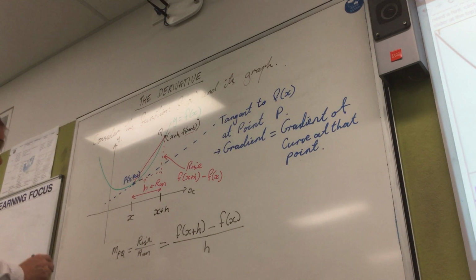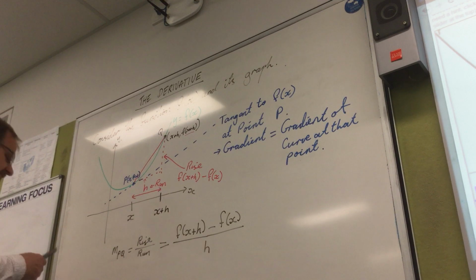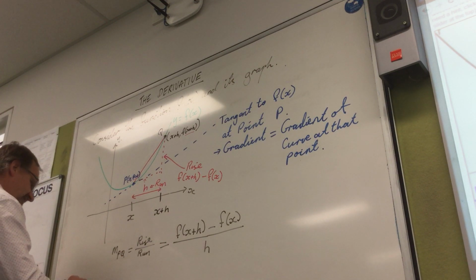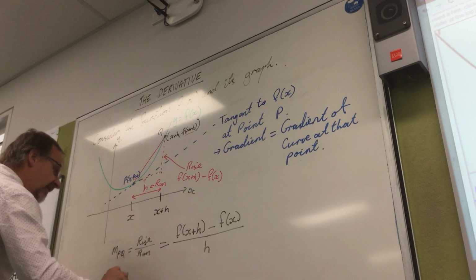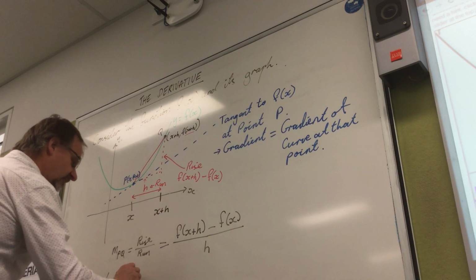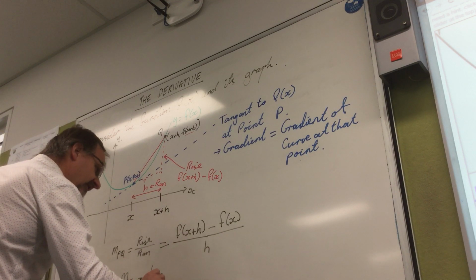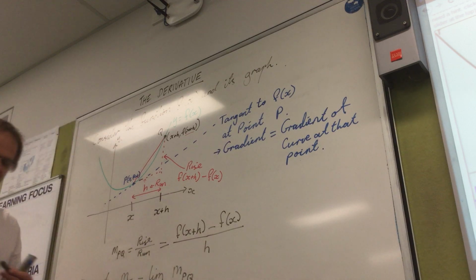All right, so what we can say, and this is what we did yesterday, the limit. As h is getting smaller, as h goes towards 0, for the tangent, the gradient of our tangent is the limit as h tends towards 0 of the gradient between P and Q.